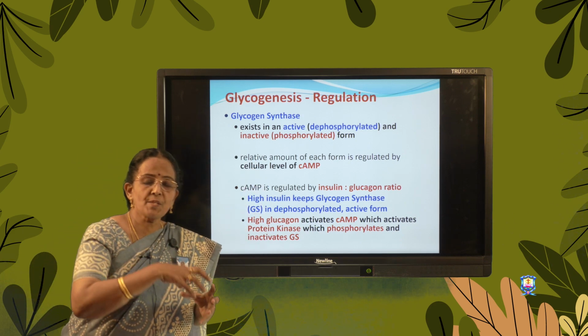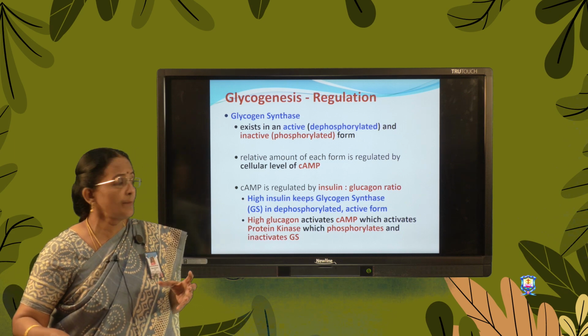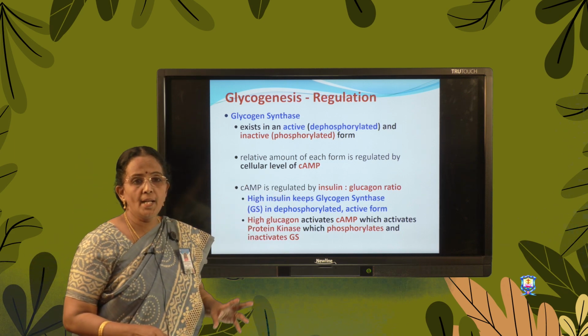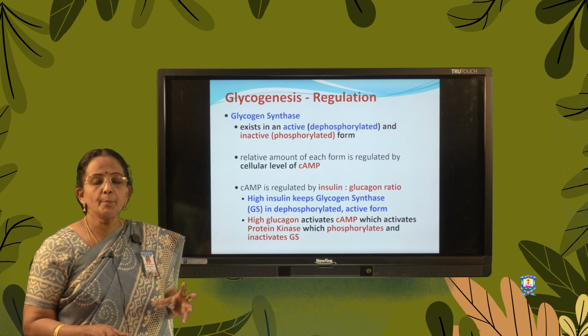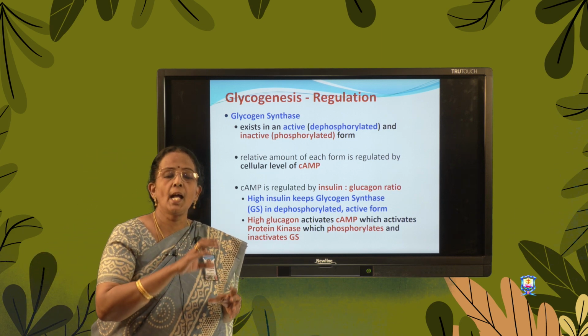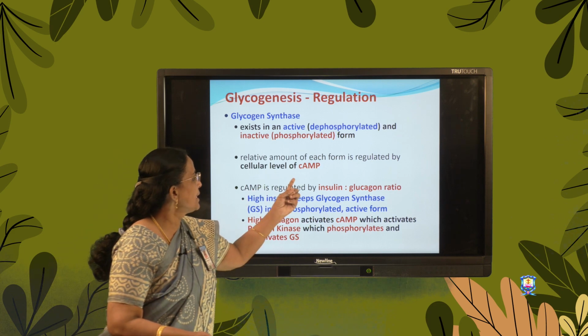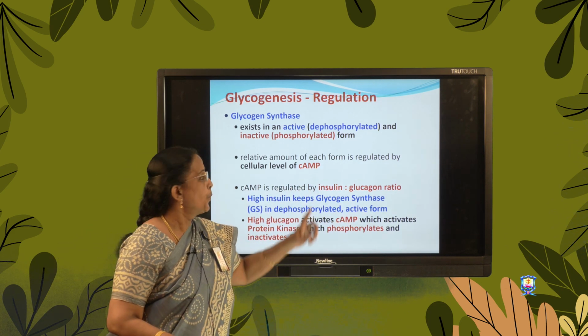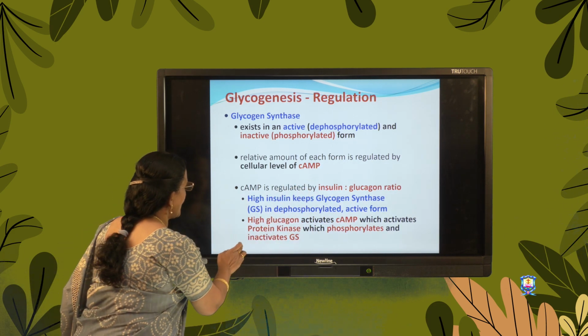Addition or removal of phosphate to the enzyme is done by cyclic AMP and phosphatase enzyme. Cyclic AMP dependent protein kinase adds phosphate to glycogen synthase and makes it inactive. And cyclic AMP level is increased by glucagon, whereas cyclic AMP level is decreased by insulin.